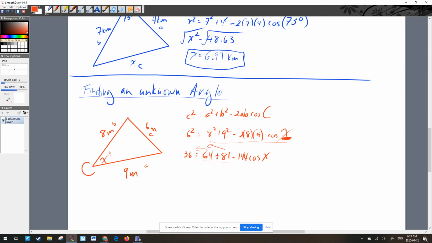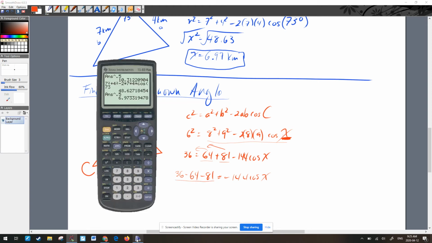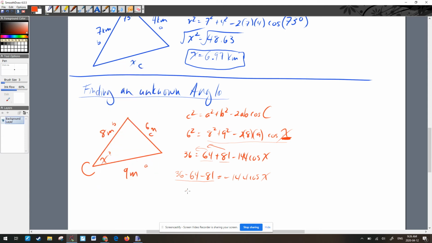Well, over here they're positive. So on the other side, they're going to be negative. So we're going to have 36 minus 64 minus 81 equals negative 144 cos x. Okay, good. Drop this into my calculator. So I'm going to grab my calculator, type that in. So we're going to have that 36 minus 64 minus 81 is equal to negative 142. So over here we have negative 142 is equal to negative 144 cos x.